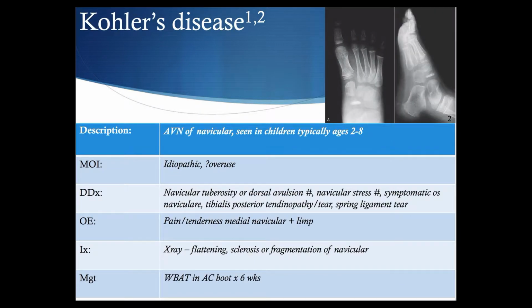Kohler's disease, a good condition to keep in mind and remember, is in a pediatric population, presenting typically between the ages of 2 to 8, possibly an overuse or idiopathic injury, and indicative of an AVN of the navicular. You have, in these cases, a child presenting with a limp, pain and tenderness over this area, with evidence on X-ray in a number of cases. Treatment as the mainstay of managing this condition would be weight bearing as tolerated in an air cast boot for approximately 6 weeks.